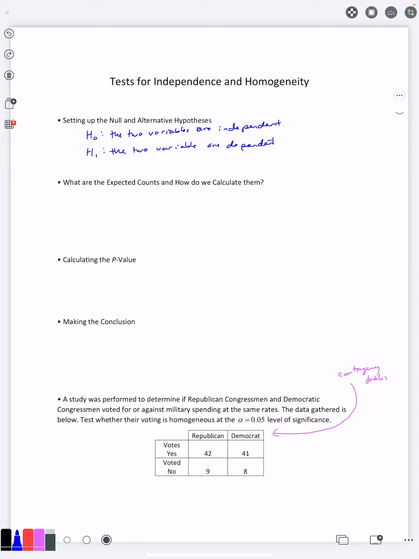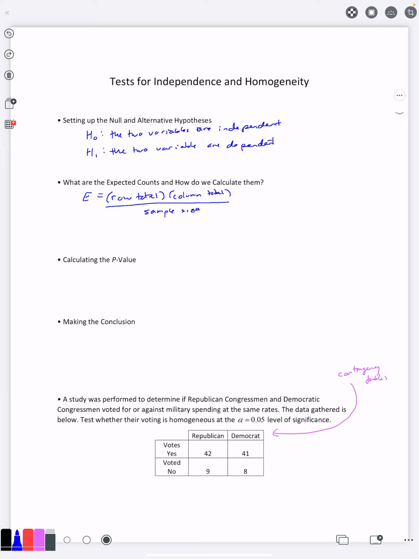Once again, like we did in the goodness of fit test, we're going to have to actually calculate these expected counts and see what's going on with them. The expected counts here, before we had a formula that's just n times the relative frequency. This one's actually a little bit harder. This is going to be the row total times the column total divided by the sample size.